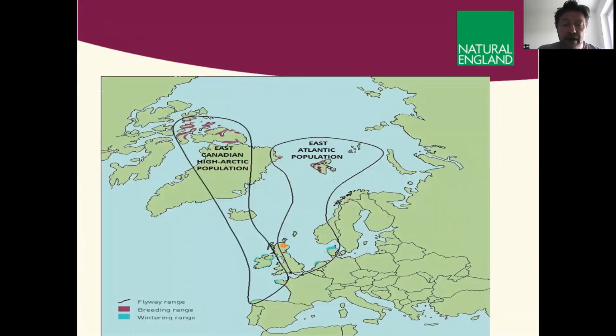A quick map here identifying the East Atlantic population, which breeds in the high Arctic and Svalbard, and then overwinters predominantly in Denmark and at Lindisfarne. There's a small population in the Netherlands as well. The population numbers between 10 and 11,000, and our count at the moment is between 3,500 and 4,000. So just under 50% of the world population are using Lindisfarne between September and late February into March.